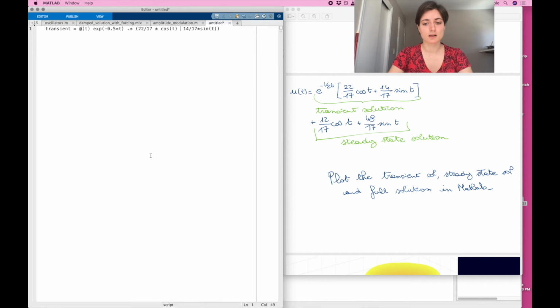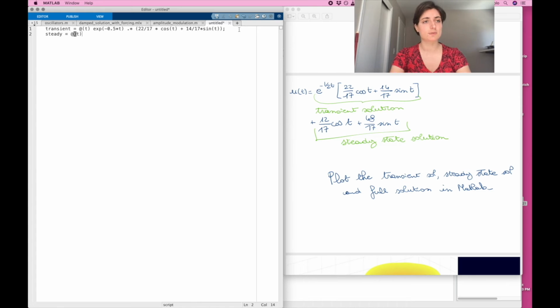Notice how first I made a typo and this is a plus sign, and then I'm using a dot product between the exponential and the sine and cosine. The idea is that I want to use t as a vector of possible times, and I want MATLAB to do the multiplication element by element when it's trying to match the exponential and the cosine and the sine. Semicolon such that it doesn't print everything, and that is the transient part of the solution.